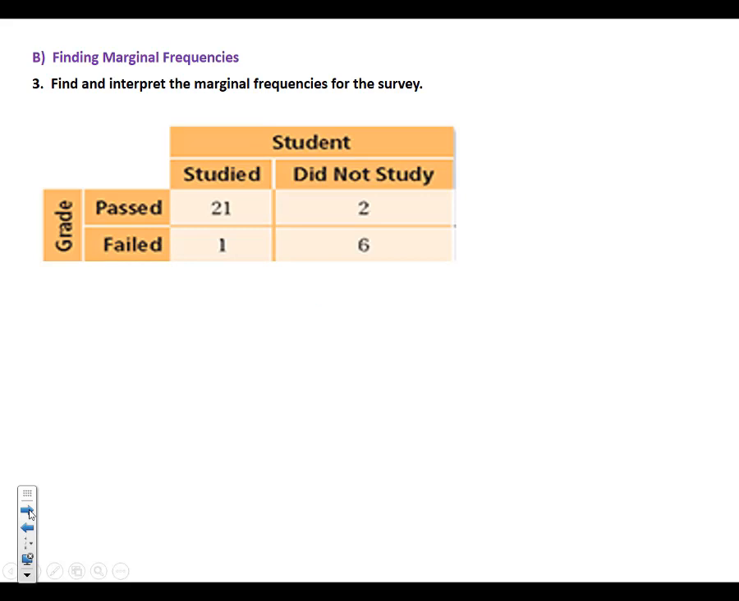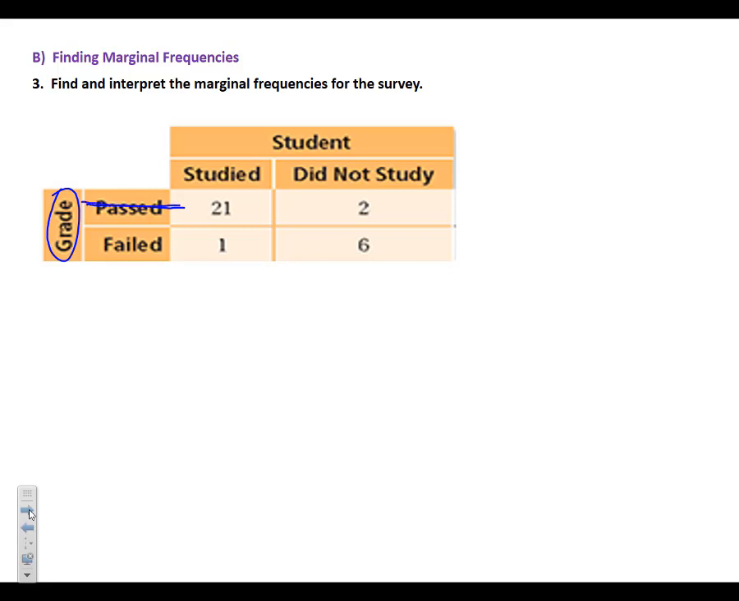So now let's talk about those marginal frequencies. Right here it says, find and interpret the marginal frequencies for the survey. If you recall from our notes, marginal frequencies were the sums of the rows and the columns. So basically, depending on which category, depends on whether it's a row or a column. Using our same two-way table on whether the students studied or did not study and whether they passed or failed the test, let's take a look at the rows first.